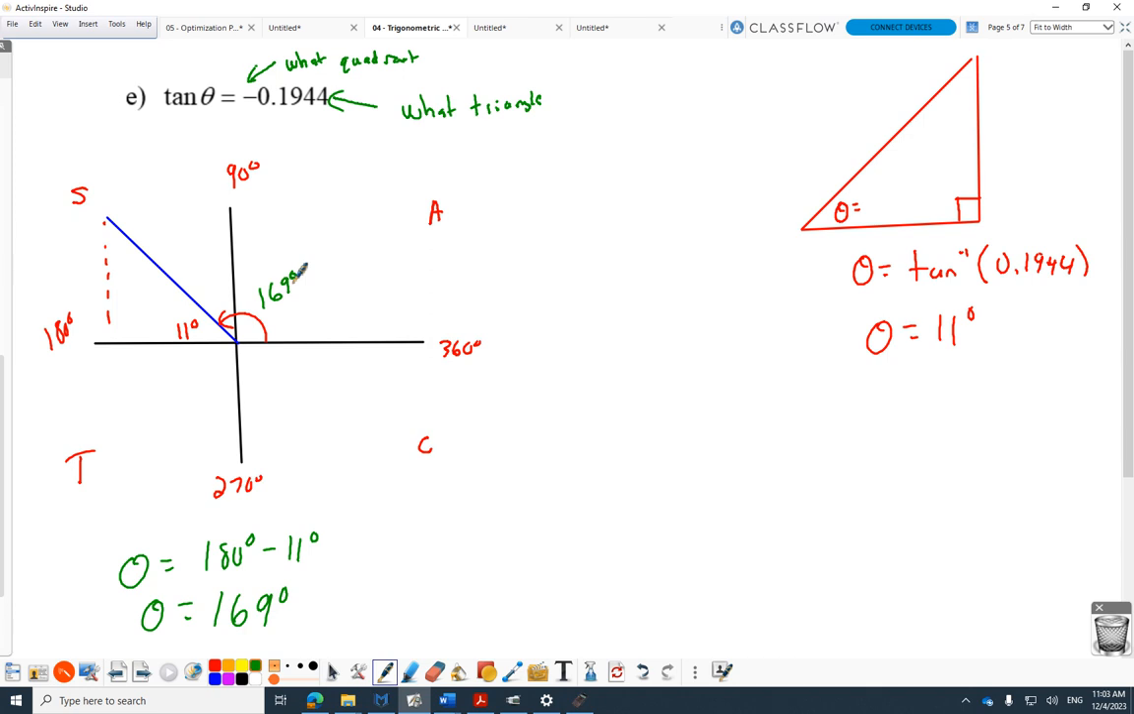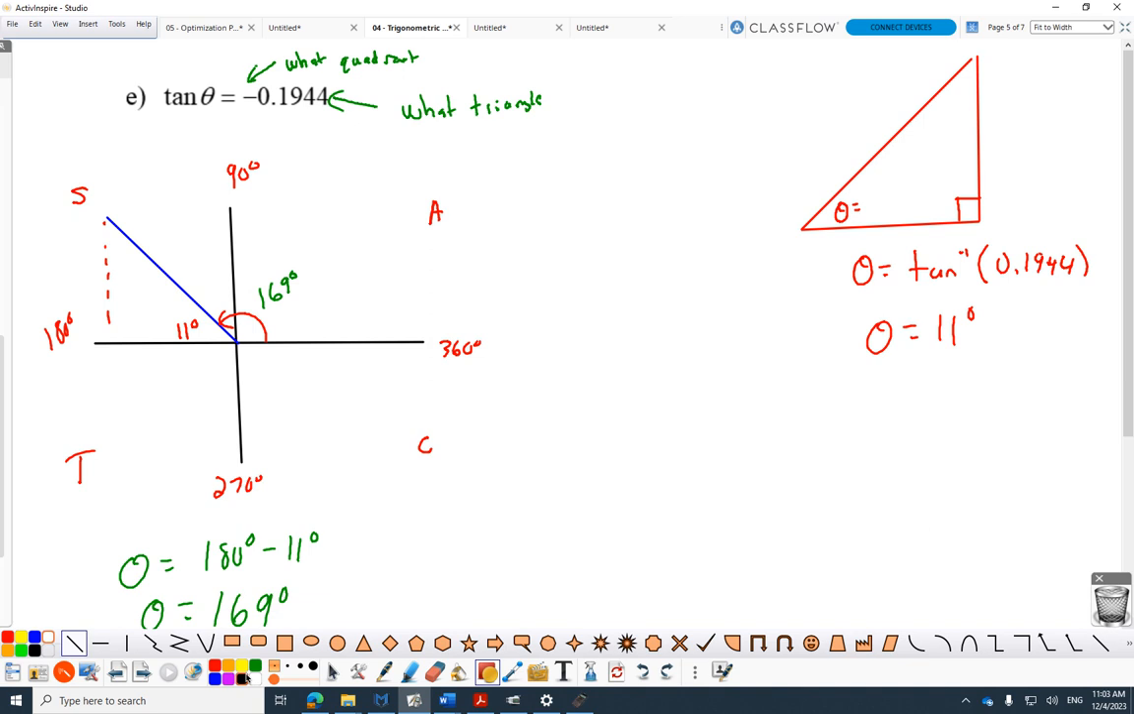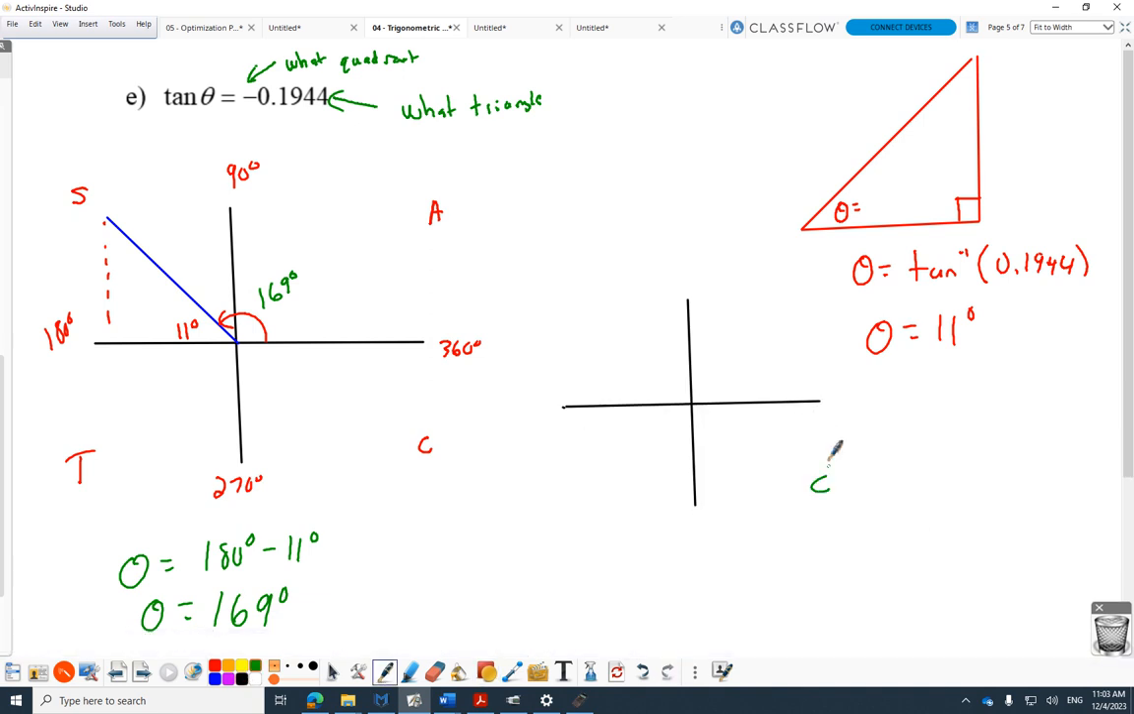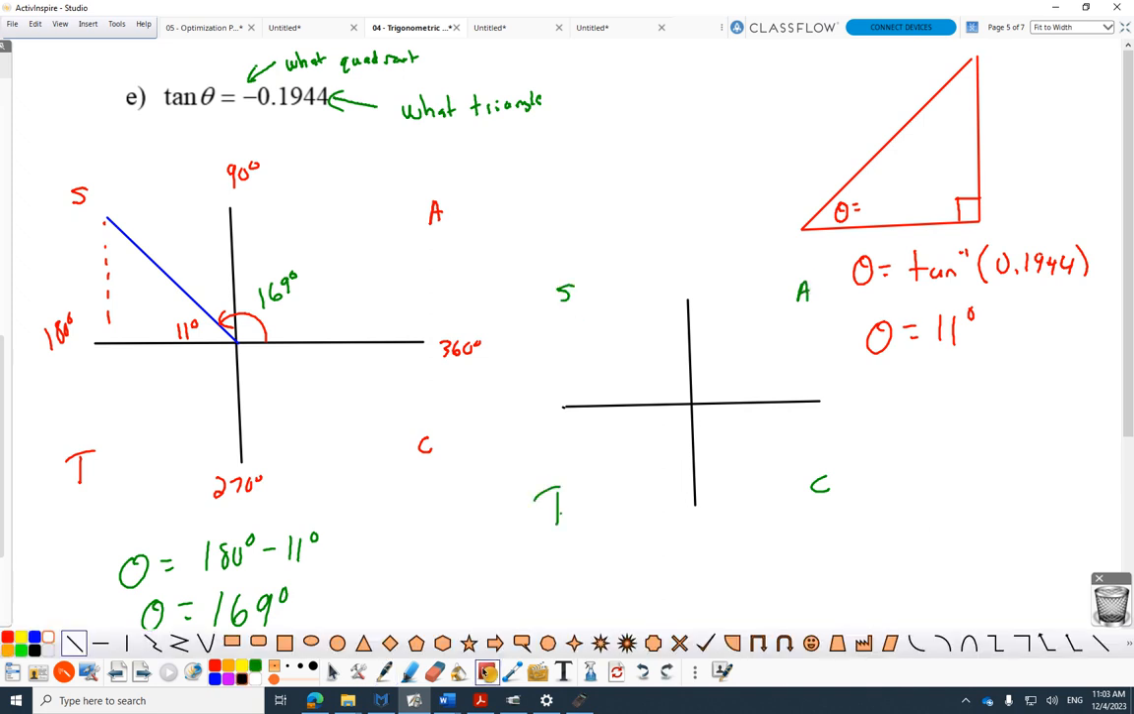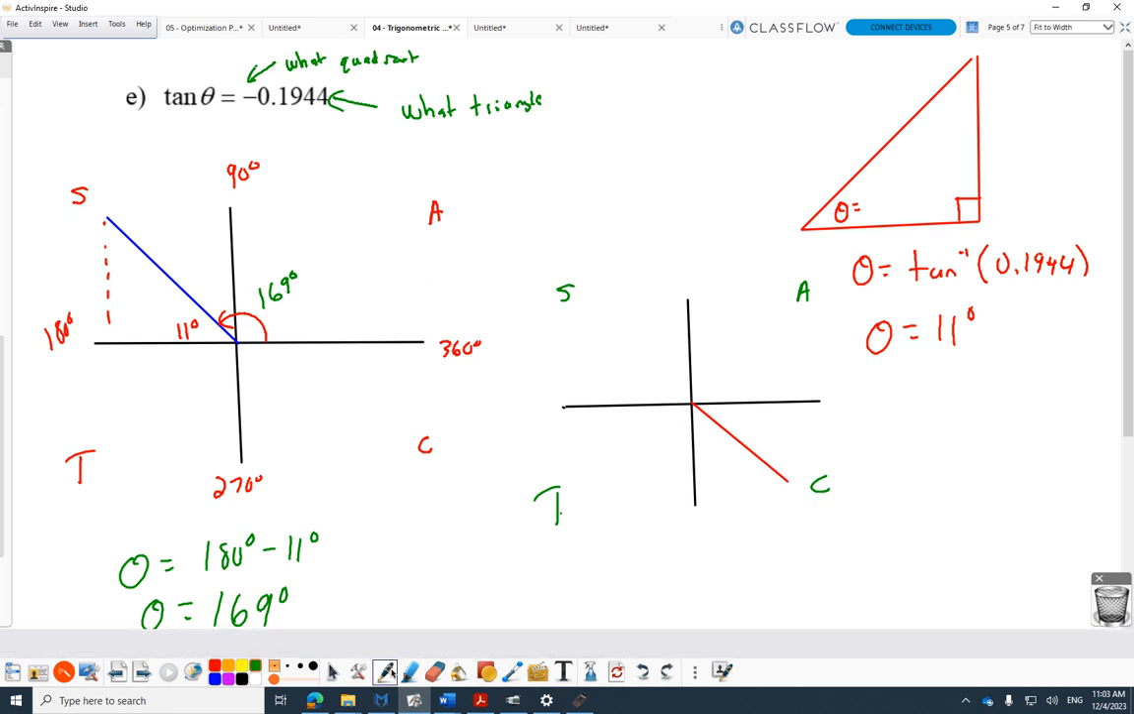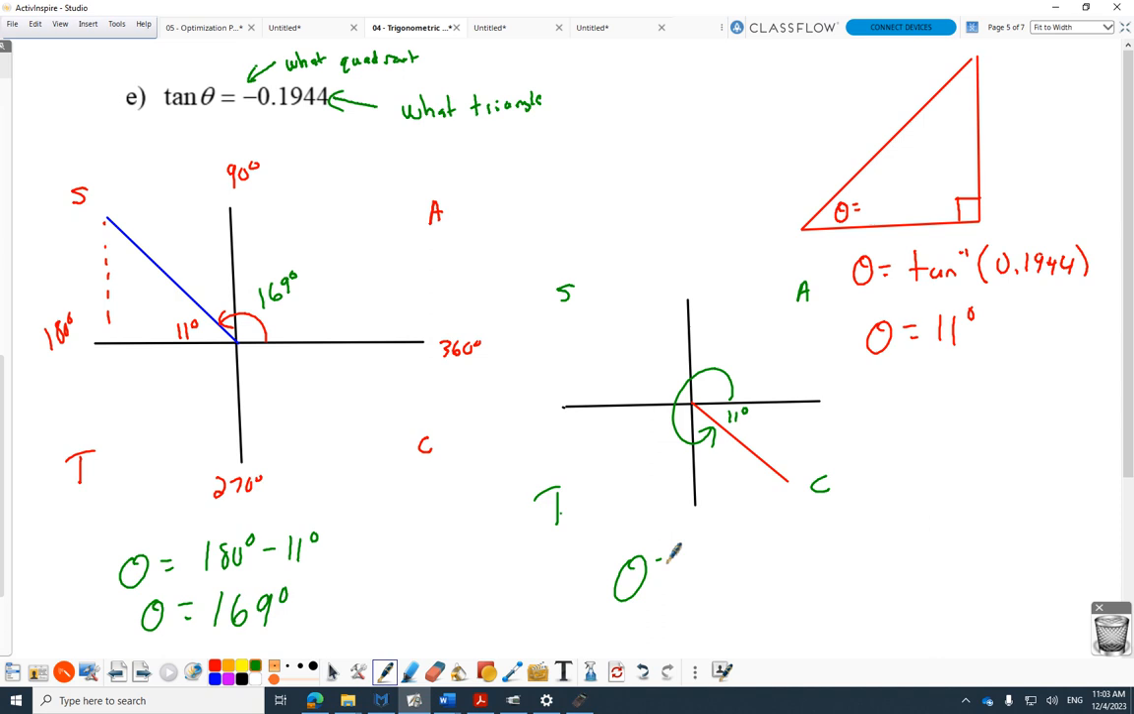My bad. But that is not all. Oh no, that is not all. I could also be, what's the other quadrant it could be in if tan's going to be negative? Here? Here. Related acute angle, 11 degrees. Take the 360, subtract the 11 degrees, 349.